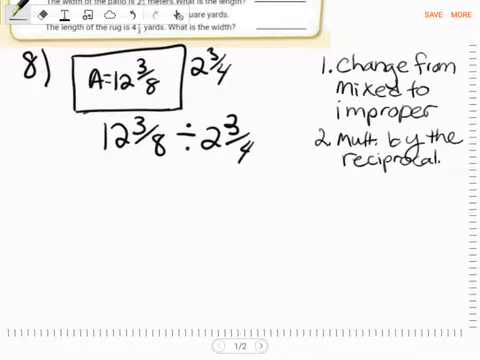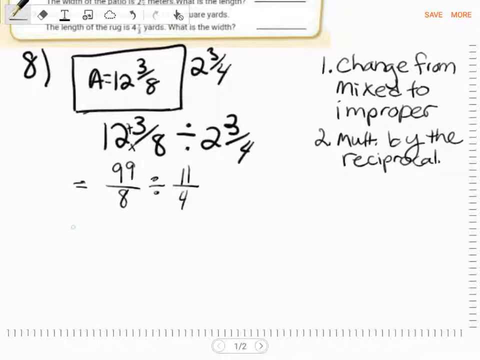I've got 12 3/8, and the way I change that into an improper fraction is 8 times 12, plus the 3. 8 times 12 is 96. 96 plus 3 is 99, over 8. This is going to be divided by 2 3/4: 4 times 2 gives you 8, plus 3 gives you 11. You leave that bottom number.